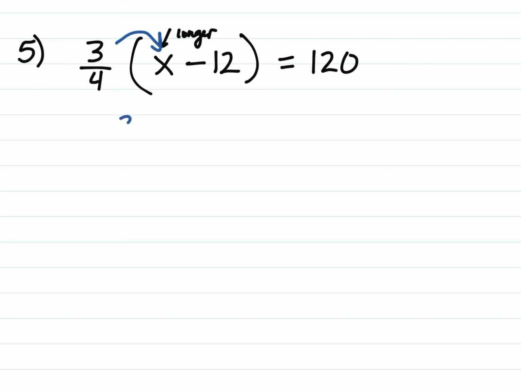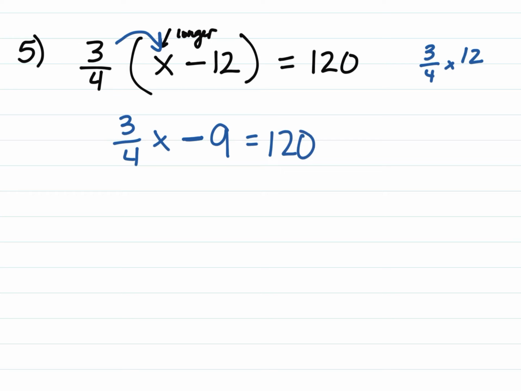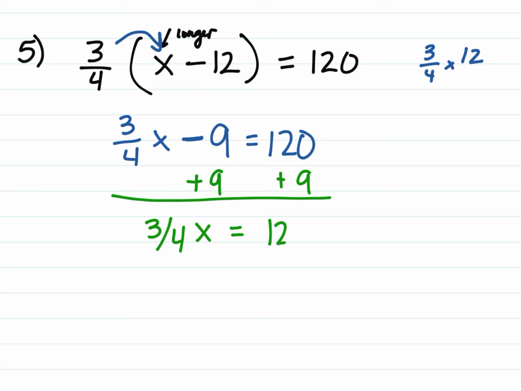We will use the distributive property. 3/4 times x is 3/4 x, and 3/4 of 12: 3 times 12 is 36, and 36 divided by 4 is 9. Then we need to add 9 to both sides, giving us 3/4 x equals 129.